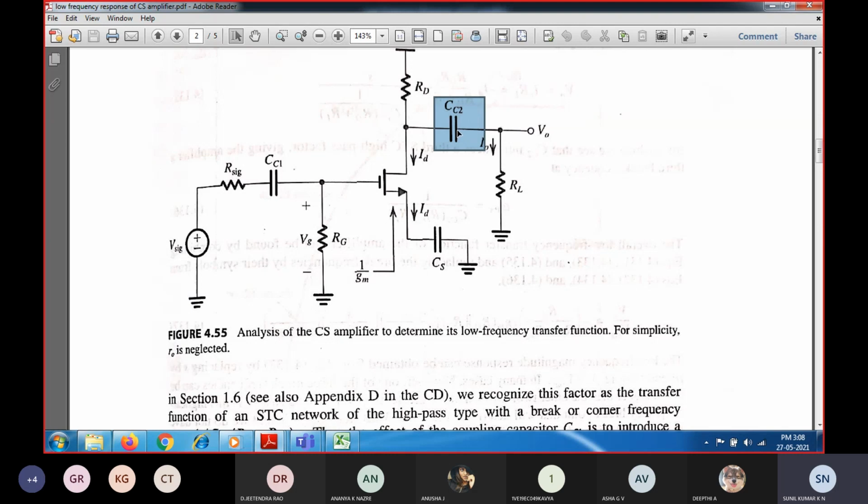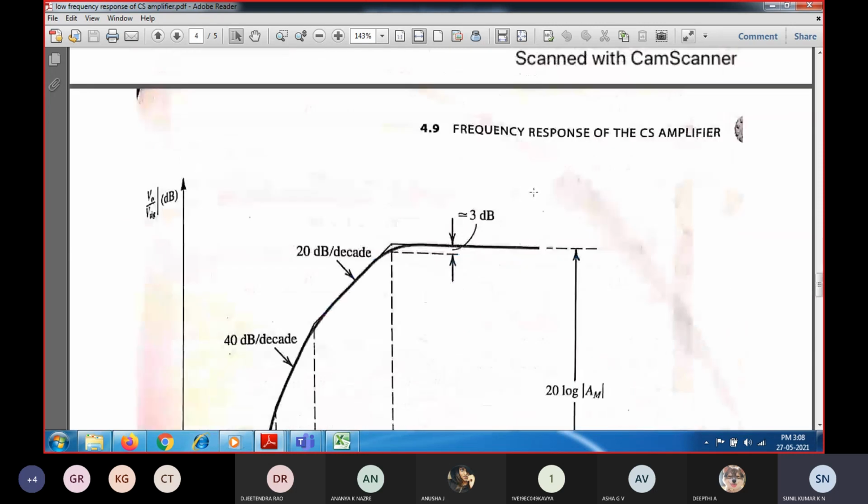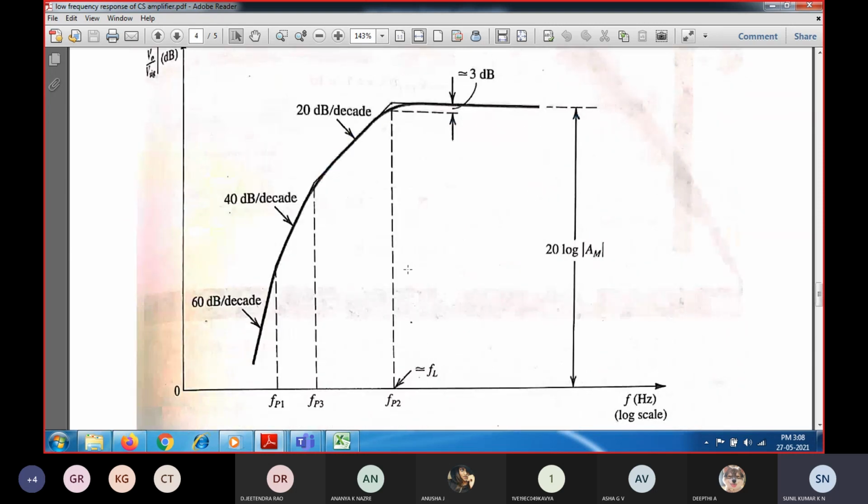So I will be getting 3 dB frequencies. Because of CC1 I'm going to get one 3 dB frequency, because of CS I'm going to get another 3 dB frequency, and because of external coupling capacitor 2 I'm going to get another 3 dB frequency. I'll show the graphical analysis as well, so that you will come to know why. So this is one 3 dB frequency, another 3 dB frequency, and another: FP1, FP2 and FP3.